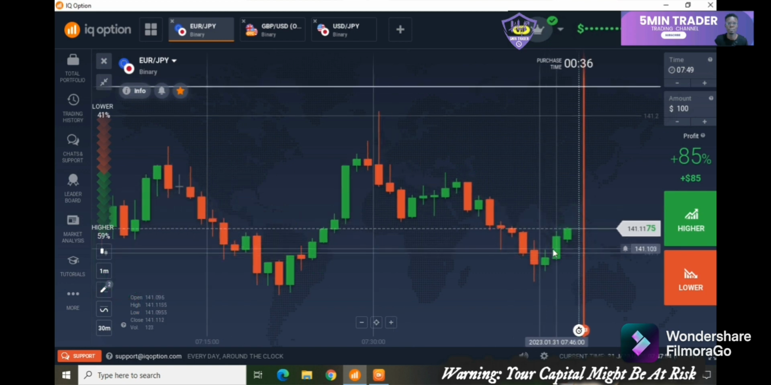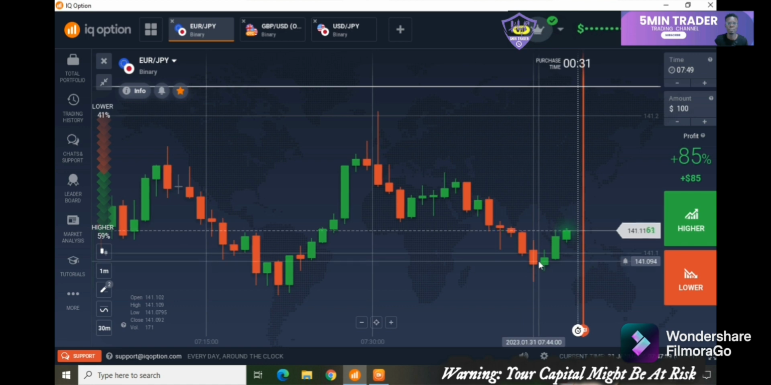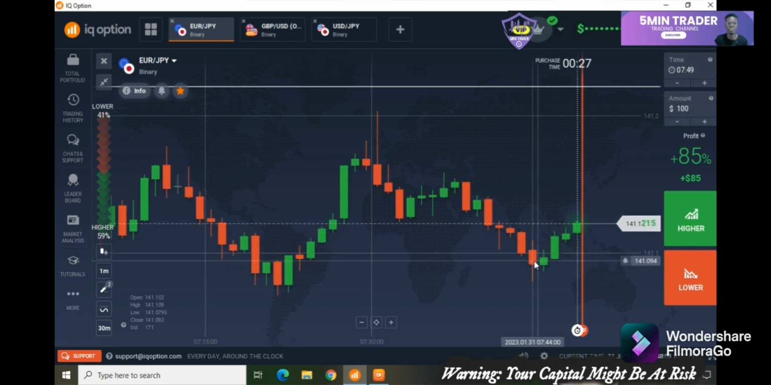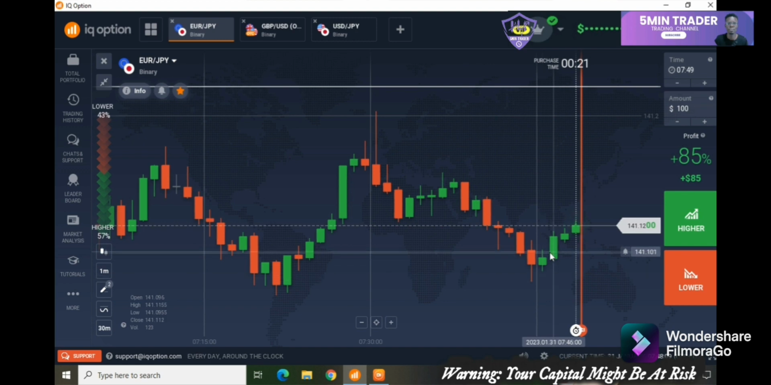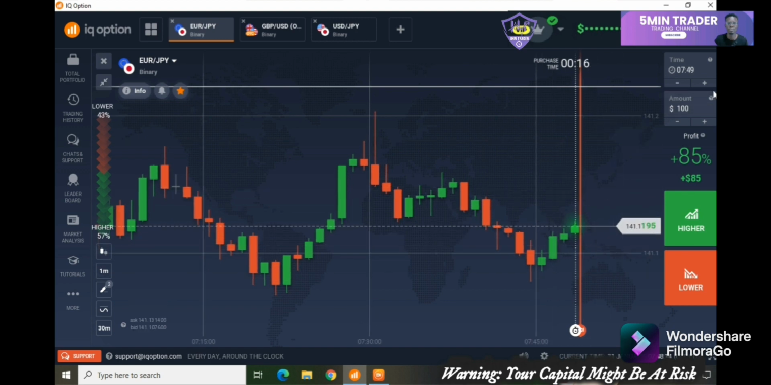We can wait for some weaknesses which are, I think, already present here, because this is a buyer zone, and the buyers stepped in with this candle, then they stepped in again with this candle, and this is a very strong candle also in favor of the buyers.